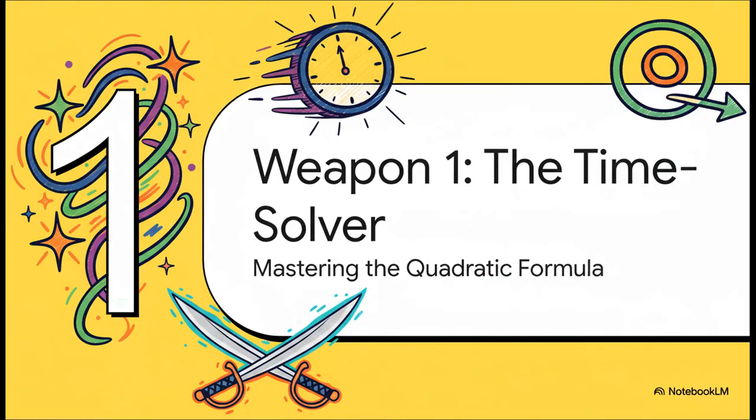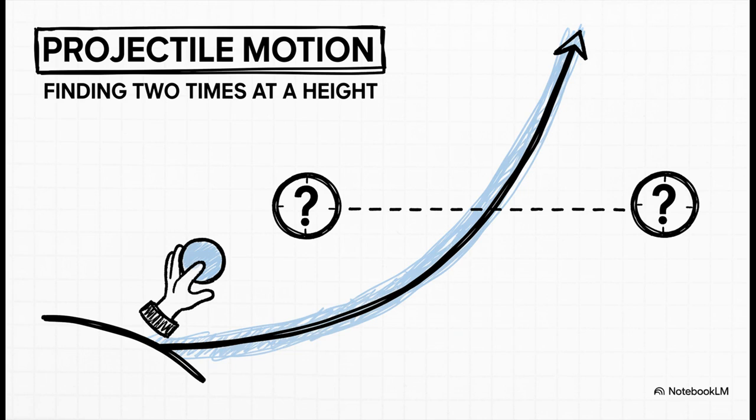Okay, weapon number 1 is what I call the time solver. And its secret identity? It's the good old quadratic formula. Its main mission is simple: to find the exact moment in time something happens in a physics problem. So picture this, right? You throw a ball up in the air. The question asks, hey, at what times is the ball exactly 15 meters high? This is your classic projectile motion problem, and it's precisely where the time solver becomes absolutely crucial.